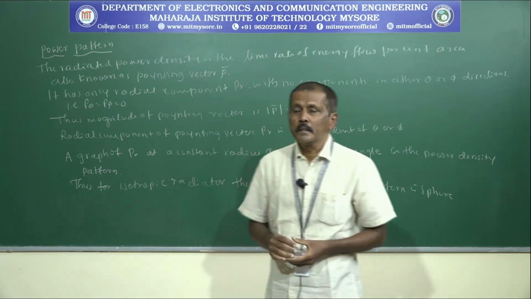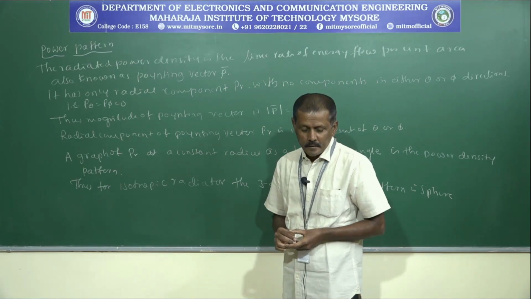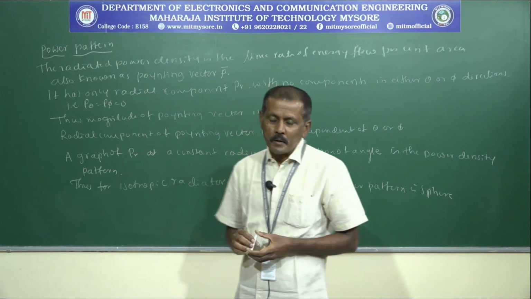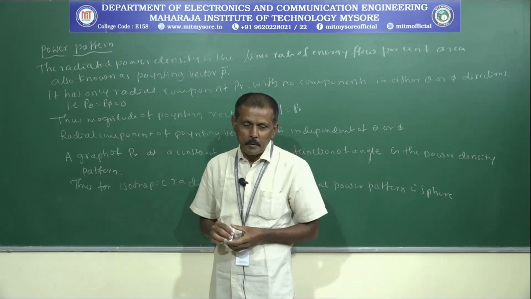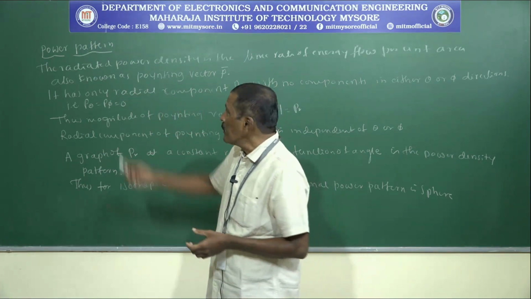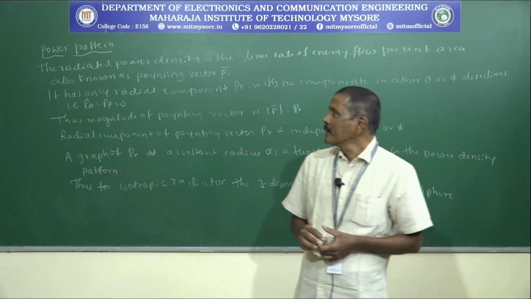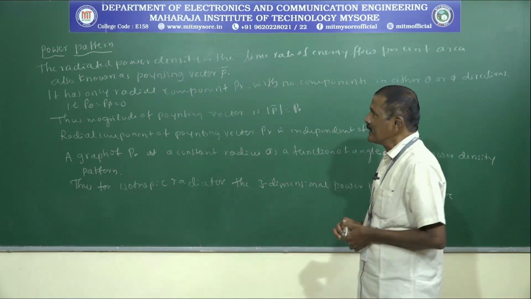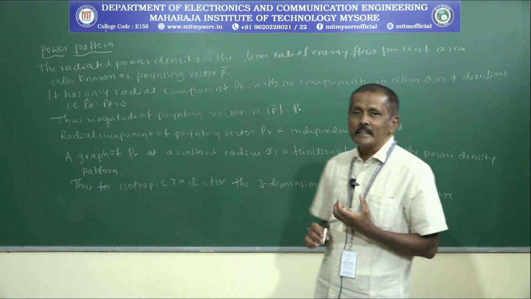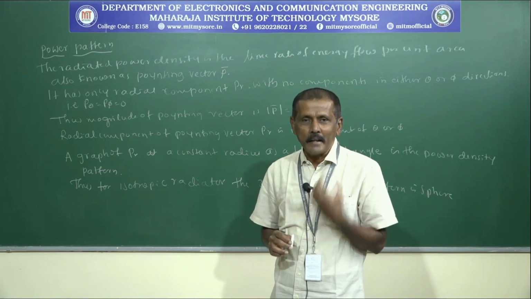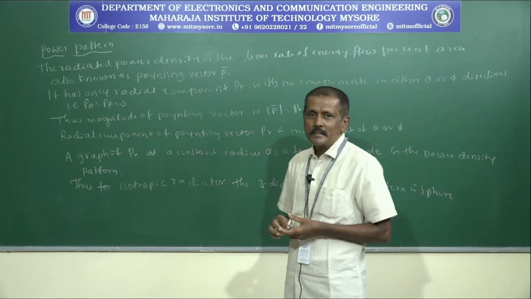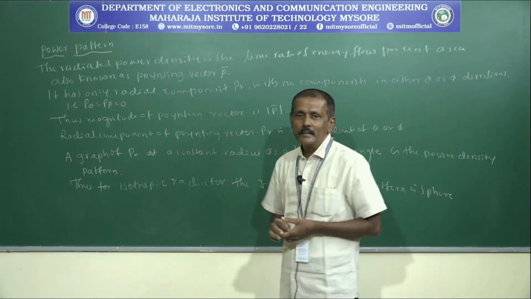Now let us consider the power pattern. For the antenna, we come across three types of patterns. One is the power pattern, another one is the field pattern, another one is the phase pattern. Now let us first consider the power pattern. The radiated power density is the time rate of energy flow per unit area. The power density is defined as the time rate of energy flow per unit area, and it is also known as the Poynting vector represented by P.